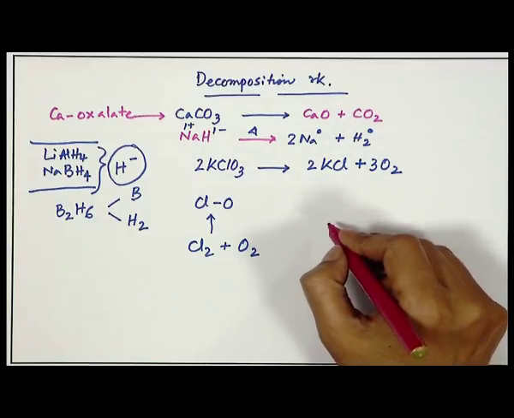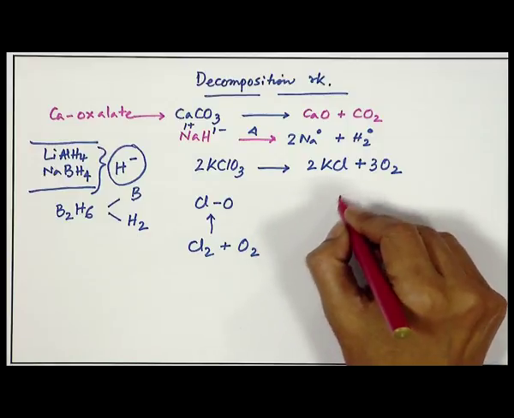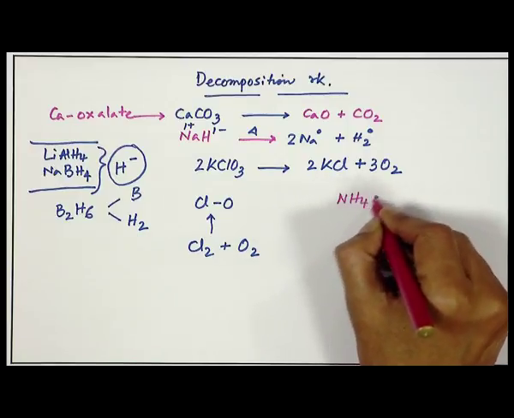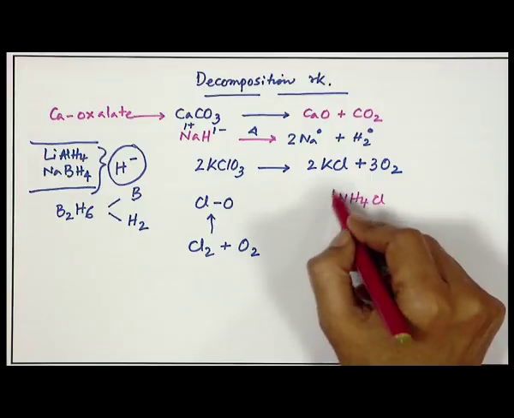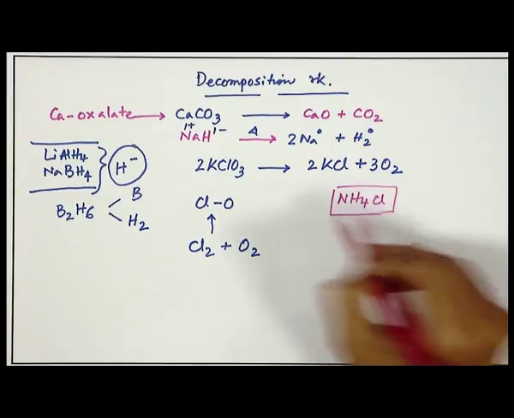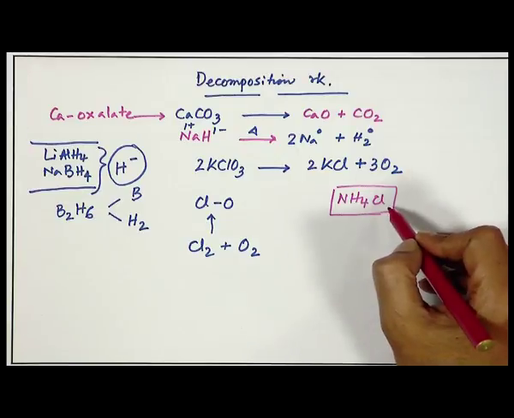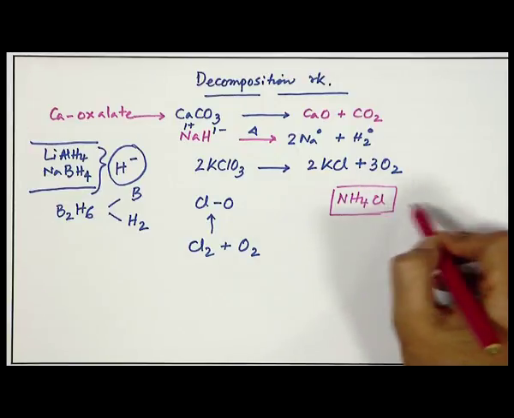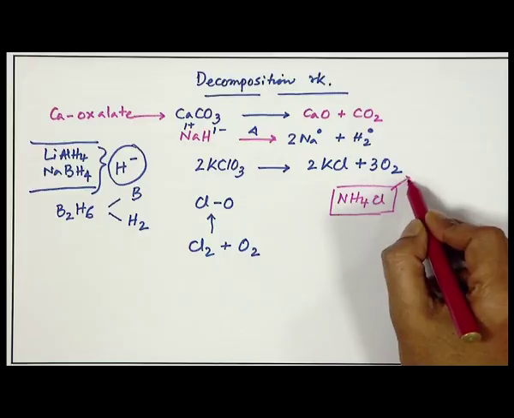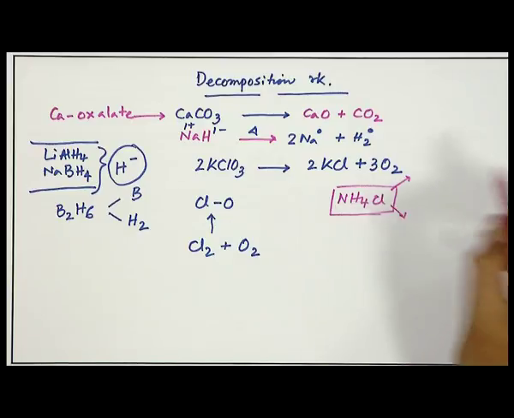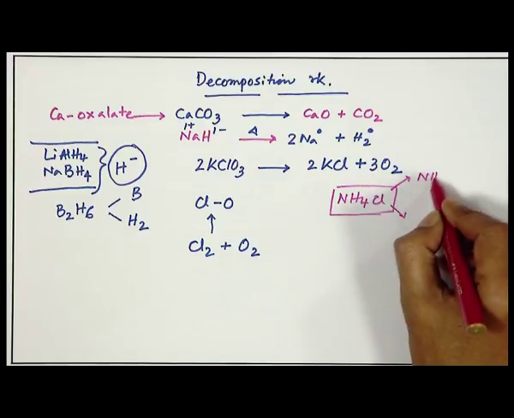This decomposition reaction is also valid for simple ammonium chloride. We all know that ammonium chloride can be formed from ammonia gas and hydrochloric acid or HCl gas. So, it can also be decomposed into two things, that means NH3 and HCl.